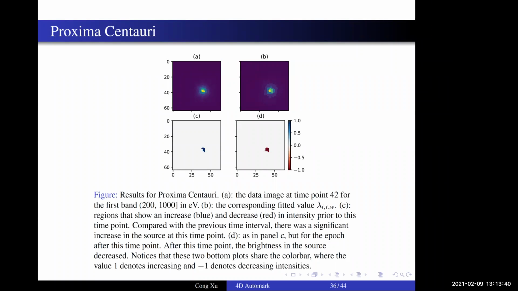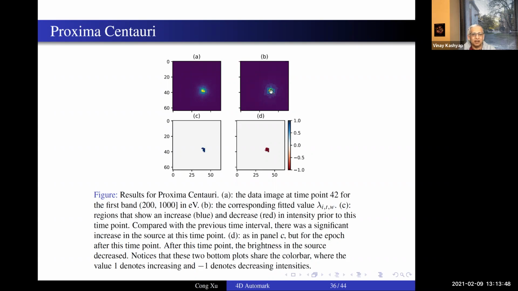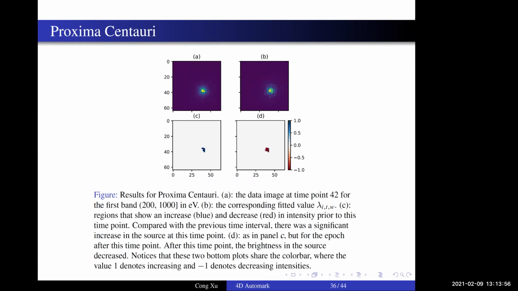So the locations where the brightness is reduced, is that an artifact coming from the PSF? No, right? It's not an artifact. It's the source dimming. So source dimming as seen by the instrument, right?